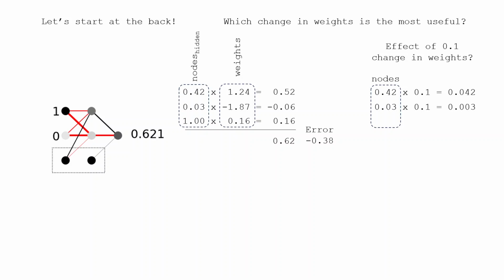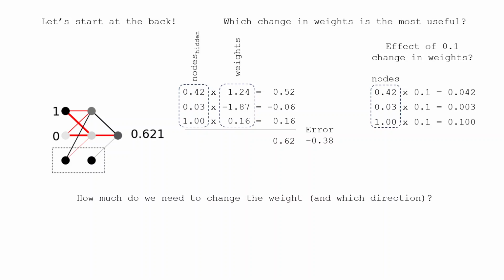And that's logical, because this value is so low. This is really close to 0. So this weight doesn't really play a role. And what you will also see is that, of course, the last weight is the most efficient to change.